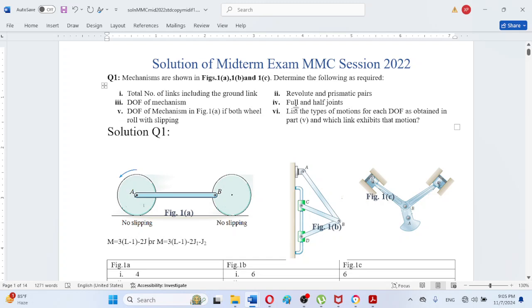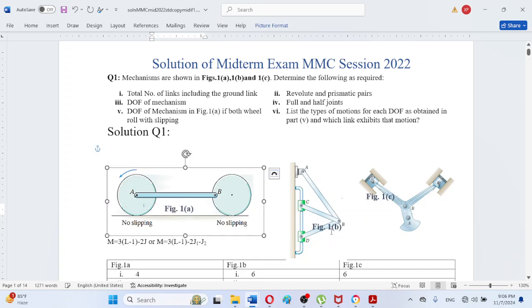The requirements are listed here: the total number of links including the ground link. Second, the revolute and prismatic pairs. Third is the DOF, meaning degree of freedom of the mechanism, and fourth is the full and half joints. Fifth is the DOF of the mechanism in figure 1a if both wheels roll with slipping. This fifth clause was only for figure 1a.